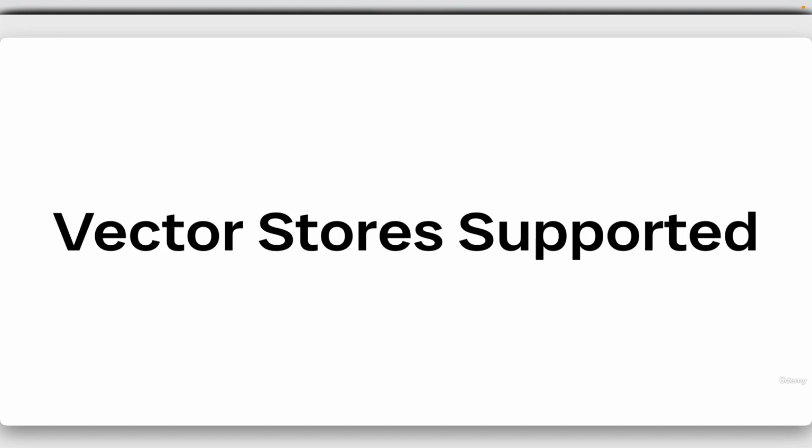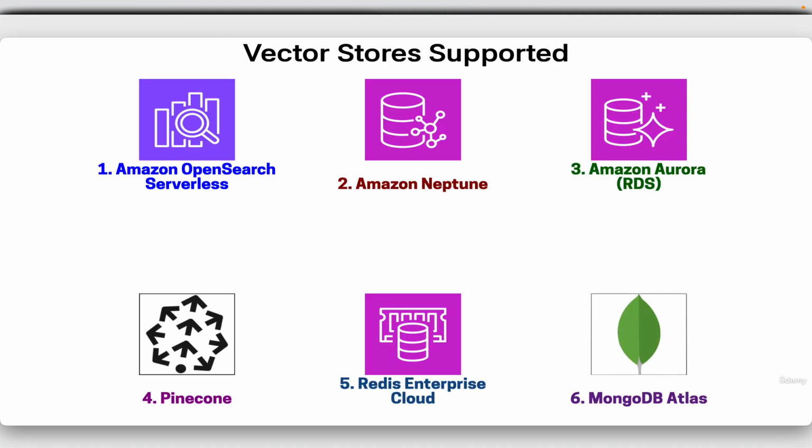Next is vector stores supported. This is where we support the vector embeddings. These are Amazon OpenSearch Serverless, Amazon Neptune, Amazon Aurora RDS, Pinecone, Redis Enterprise Cloud, and MongoDB Atlas.